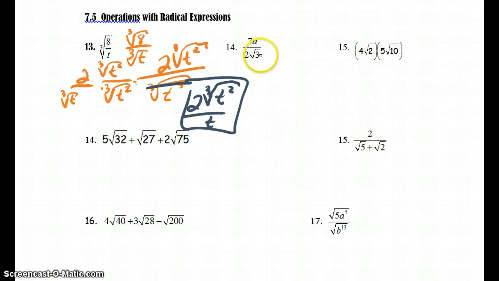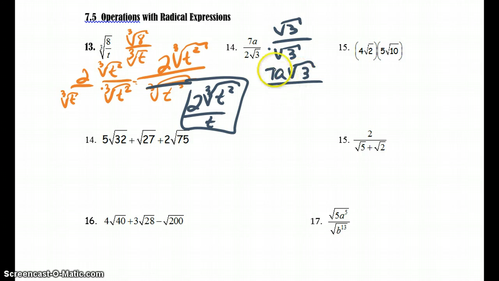On problem 14, we want the square root to go away on the bottom of the fraction. We don't care if there's a square root on the top, but on the bottom we never want a square root. So I'm going to multiply this by the square root of 3 on the top and bottom. On the top I end up with 7a times the square root of 3, and on the bottom, these square roots go away and we're left with a 3, so it's 2 times 3, which is 6.